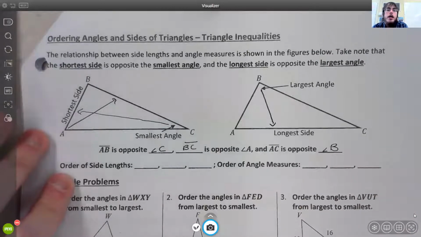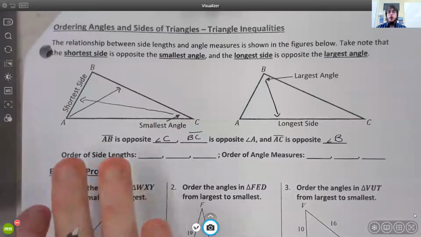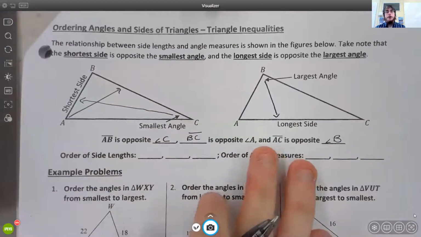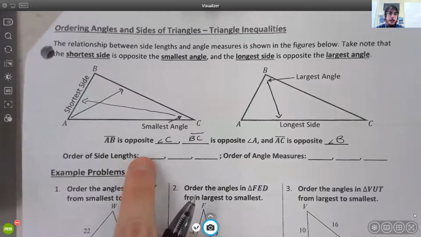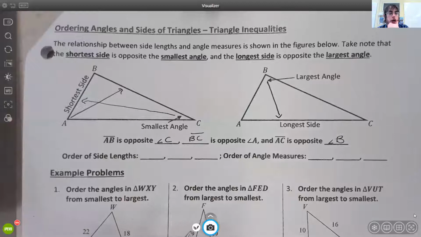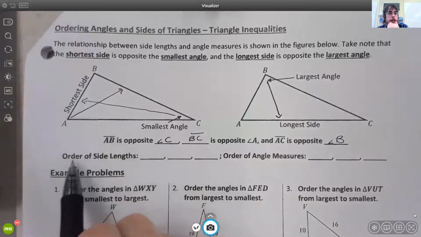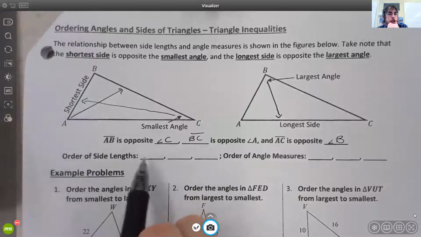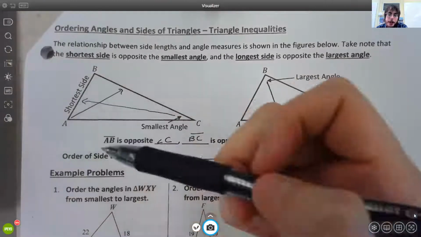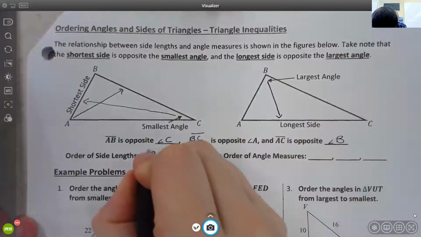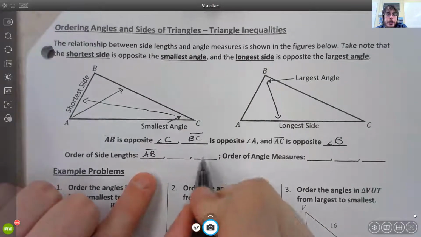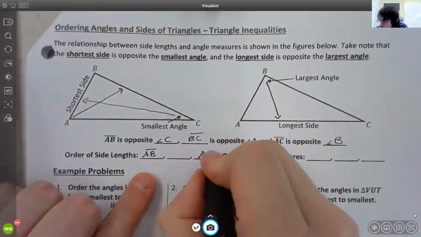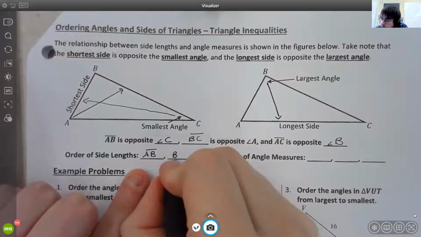Okay? So what we're going to be doing is ordering side lengths and angle measures, either from greatest to least or least to greatest. In this, we're going to do least to greatest, but the problem may ask you for the other way around, so make sure you understand that. So if we look at our side lengths here, we want the smallest one first. Well, this is our shortest side, AB, so it goes first. Then we want our longest side over here in the last spot, which is AC. So that just leaves BC in the middle.